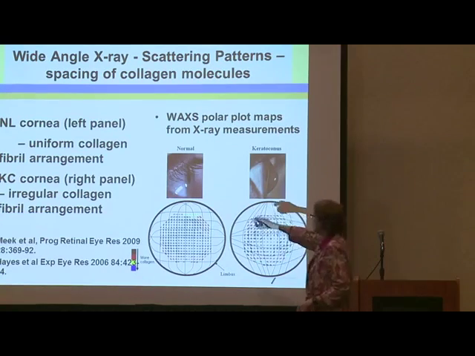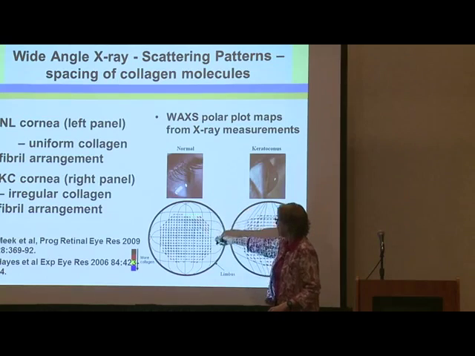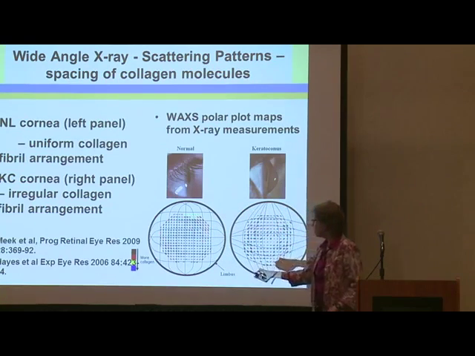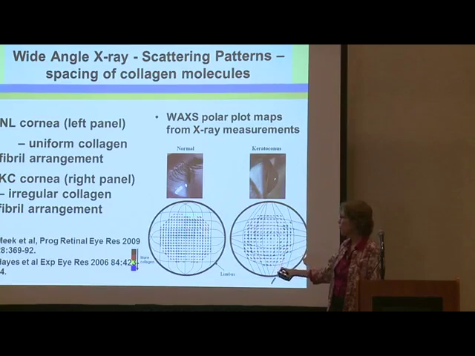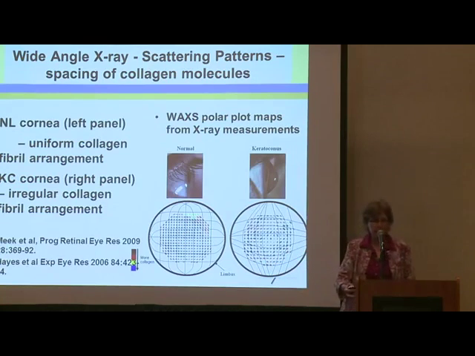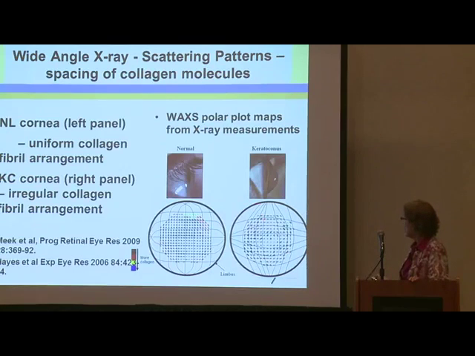And this is the normal cornea, and I think you can see that the patterns here are very uniform, as opposed to the keratoconus cornea, where you can see there's a lot of irregularity with the fibril arrangement.